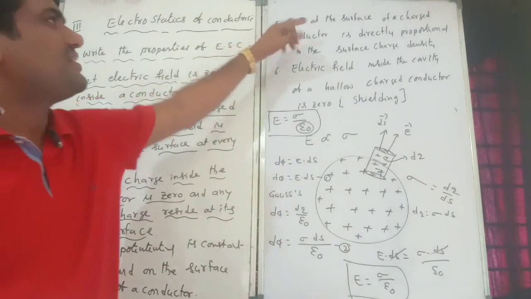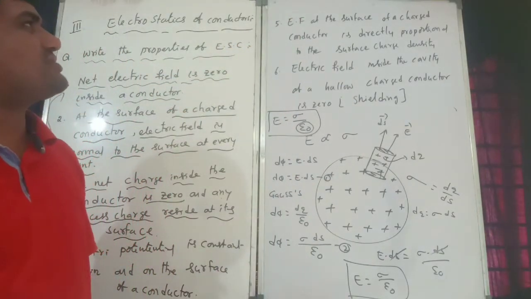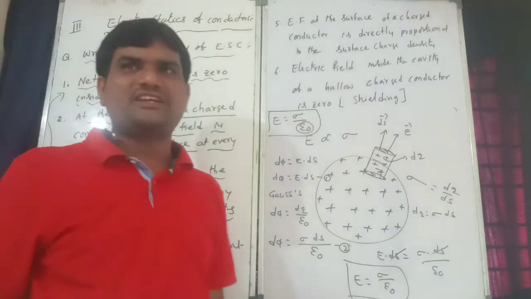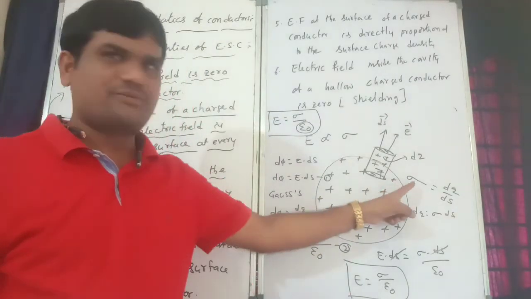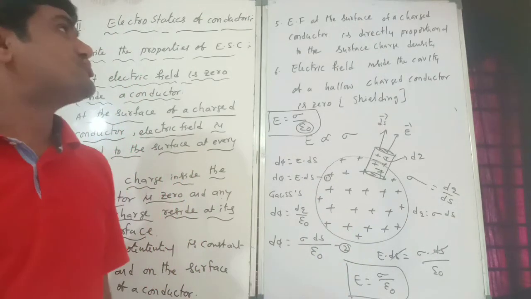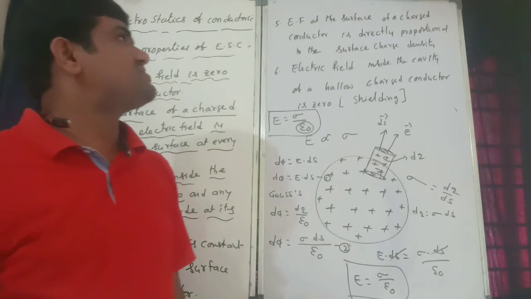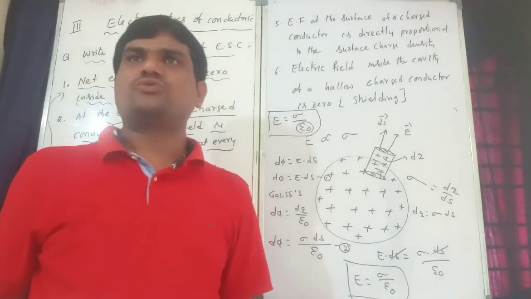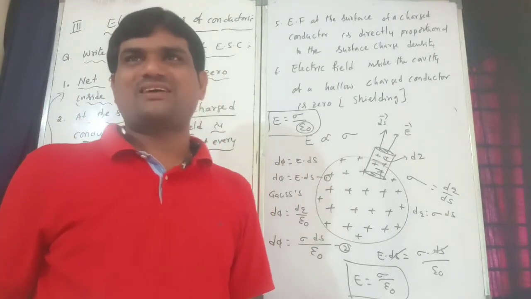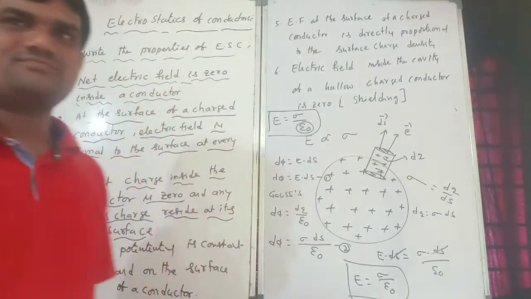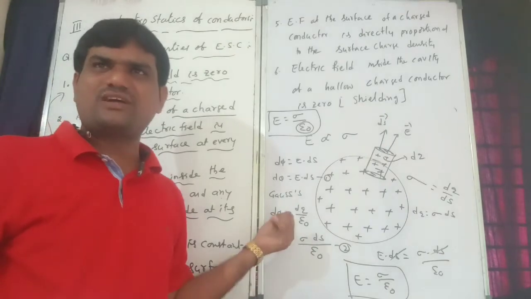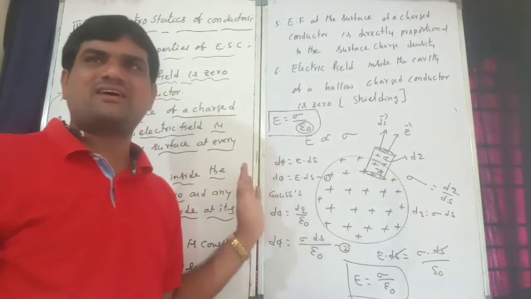This is this point. Electric field at the surface of a charged conductor is directly proportional to the surface charge density. Surface charge density means sigma. So electric field at the surface of the charged conductor is equal to sigma by epsilon naught. Did you understand this concept? Just I use this formula and Gauss law.